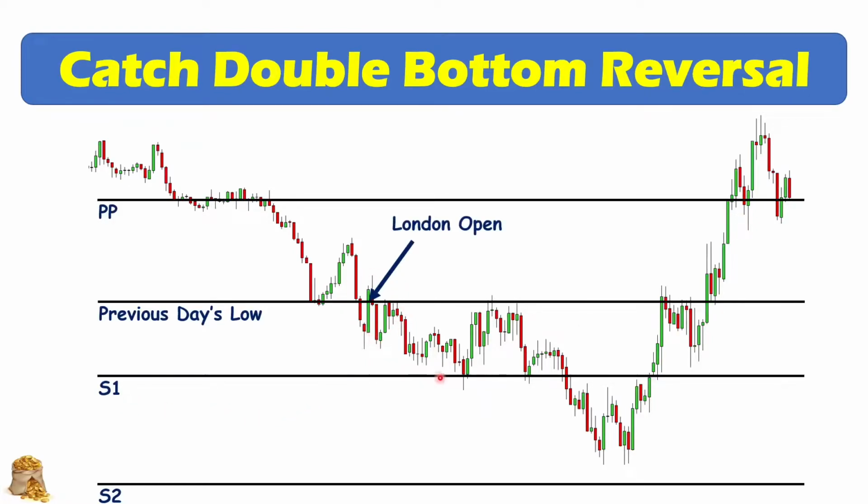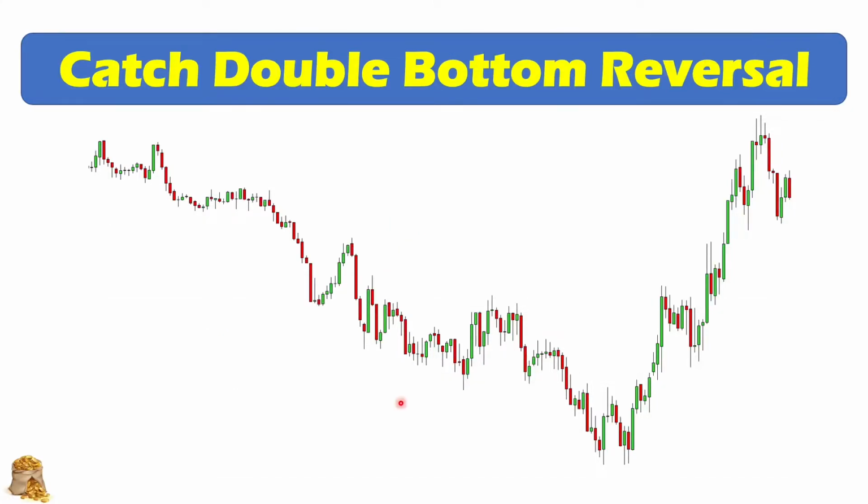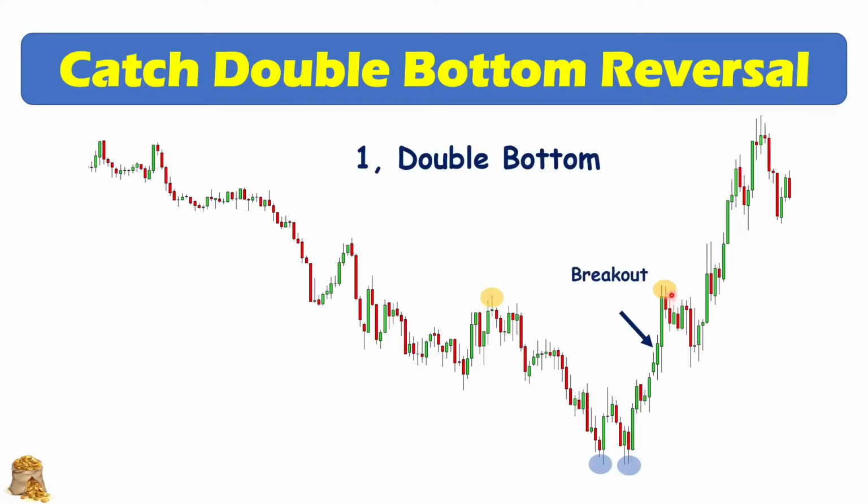We can see that after the London Open, the market moves very, very slowly. So we are waiting for a signal to tell us what kind of reversal it is and then trade accordingly. After New York opens, we see a double bottom. We can see that here we have the double bottom, and then here we have a breakout. This is breakout because this high is higher than the previous major high.